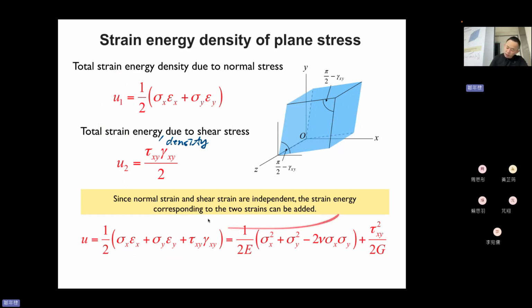Okay. And what I added here is that I'm just saying that they are independent, right? We just said that before. So normal and shear, they are independent. Okay, so they can be added together. So that's exactly what I do here. And then summing them together becomes the sort of ugly form.